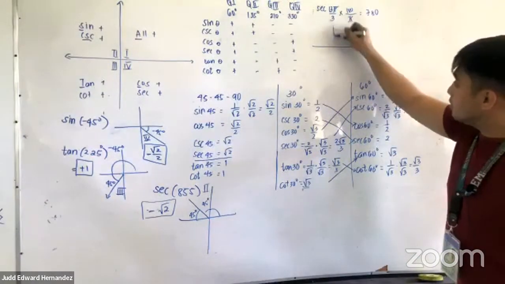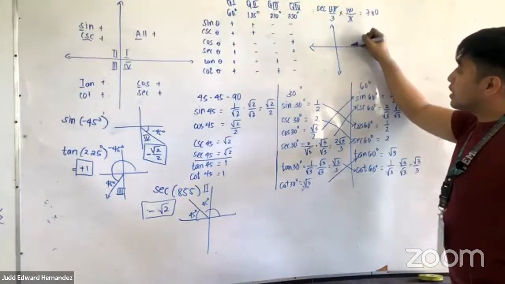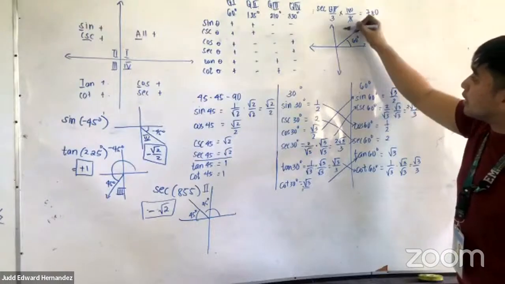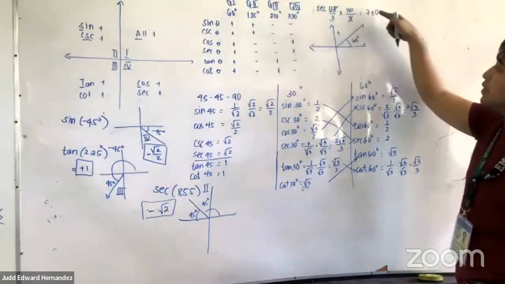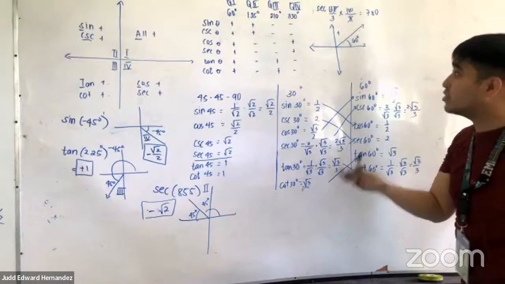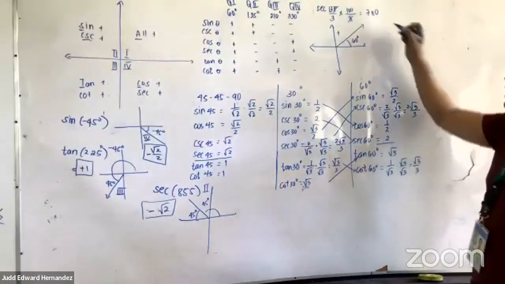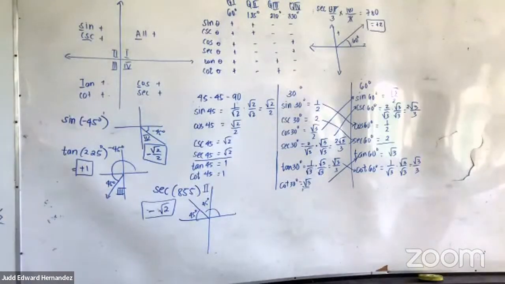So pag grinaph po natin si 780, 720 umikot na siya. Dalawang ikot na yung 720. So ano yung kailangan ni 720 para maging 780? 60. Therefore, this is 60 degrees. And sa first quadrant, lahat ay positive. Therefore, secant 780 is secant 60, that is 2. Therefore, the answer is positive 2. Are we clear? Okay, maliwanag na tayo kapag given tayo ng may pi.